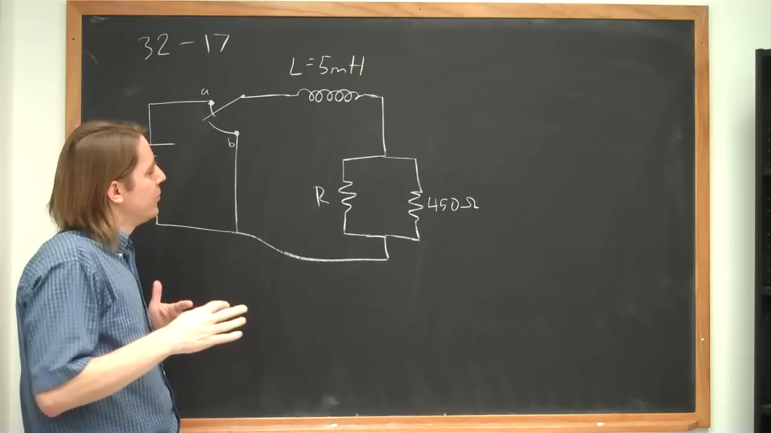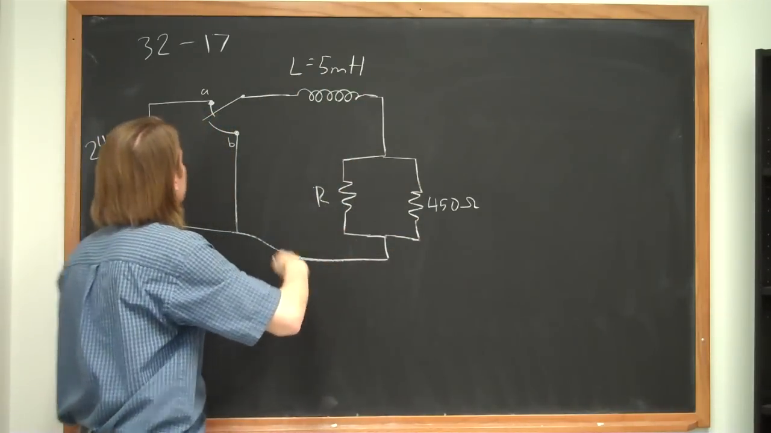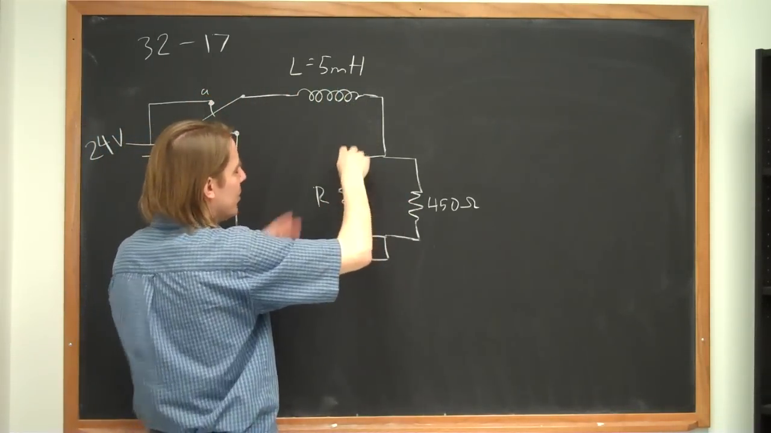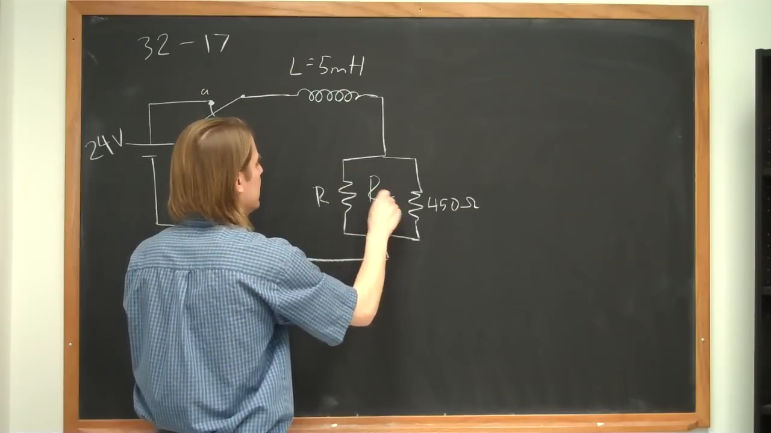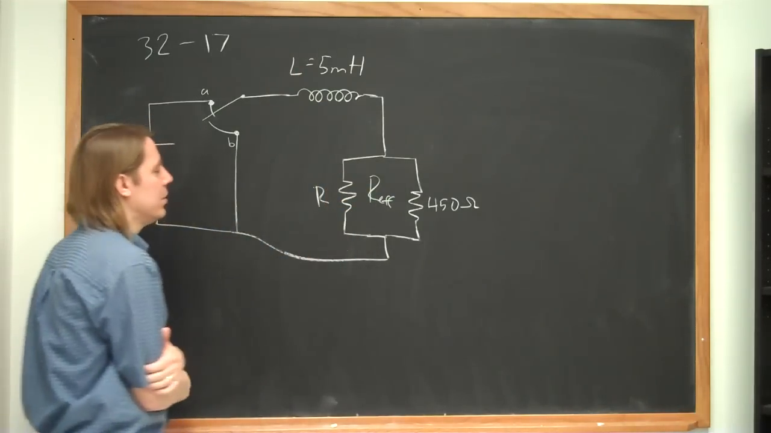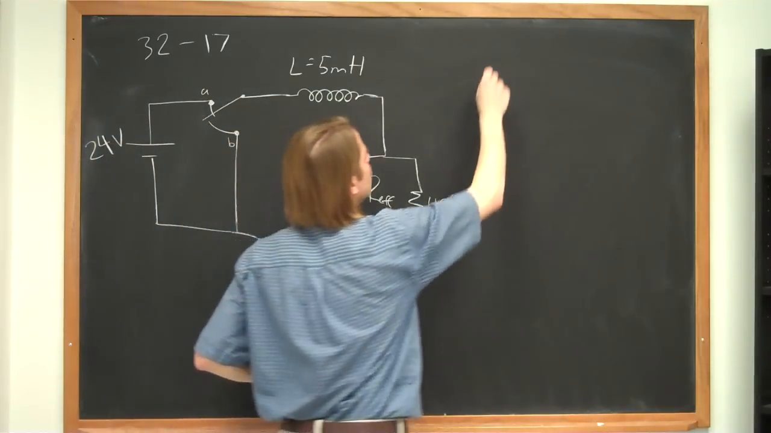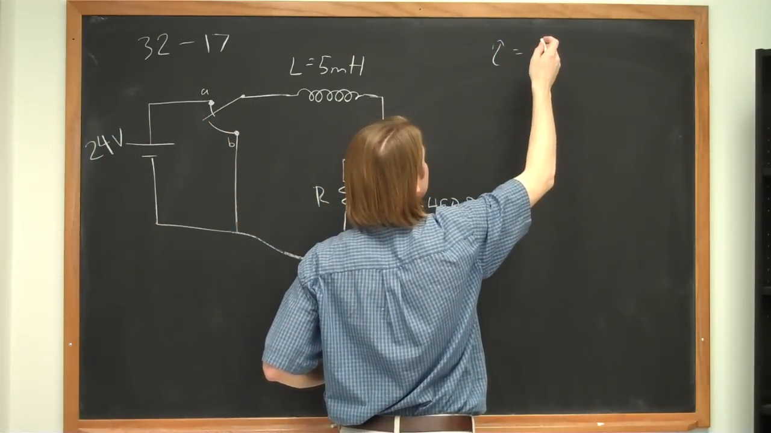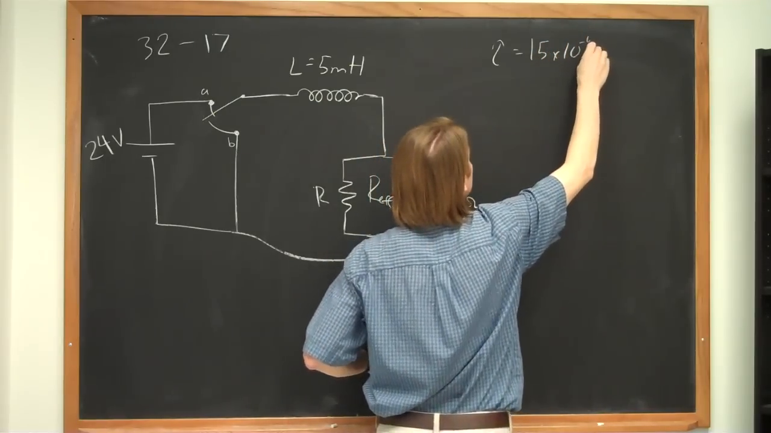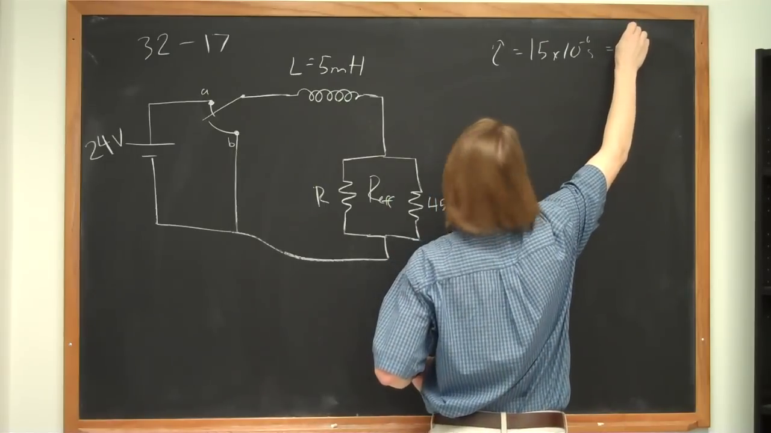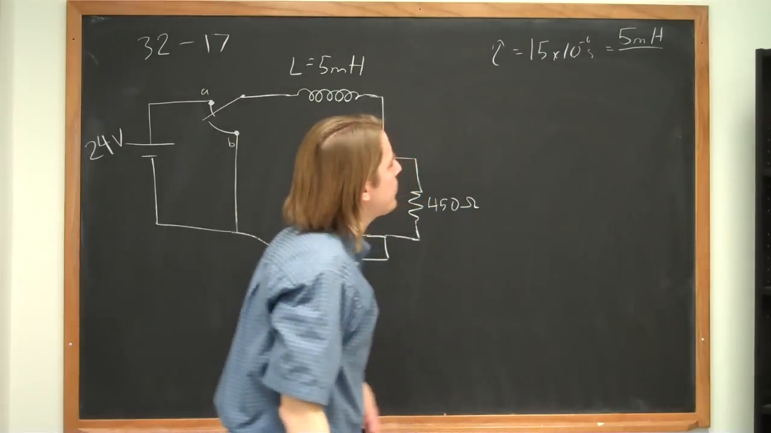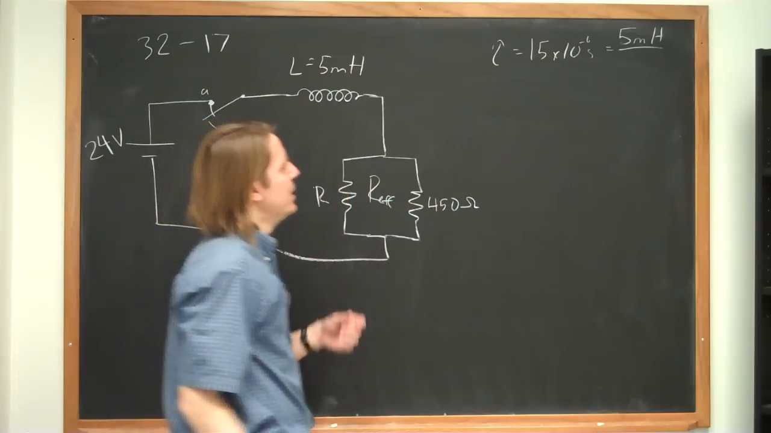The only trick to this is that we have basically an LR circuit. We can apply 12 volts EMF to an L and an R, and this branch together makes an R effective. So you remember adding resistors in series and parallel. So we have an effective LR circuit. The time constant, we said, we want it to be 15 microseconds, so 15 times 10 to the minus 6 seconds equals L over R. L is 5 millihenries, so 5 times 10 to the minus 3. And R is this R effective.